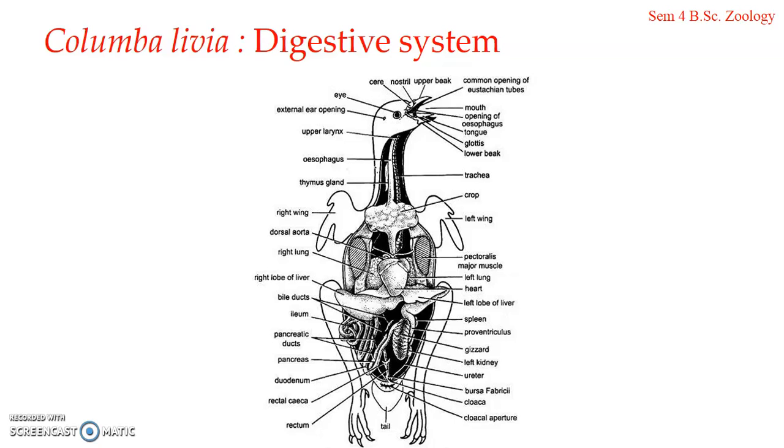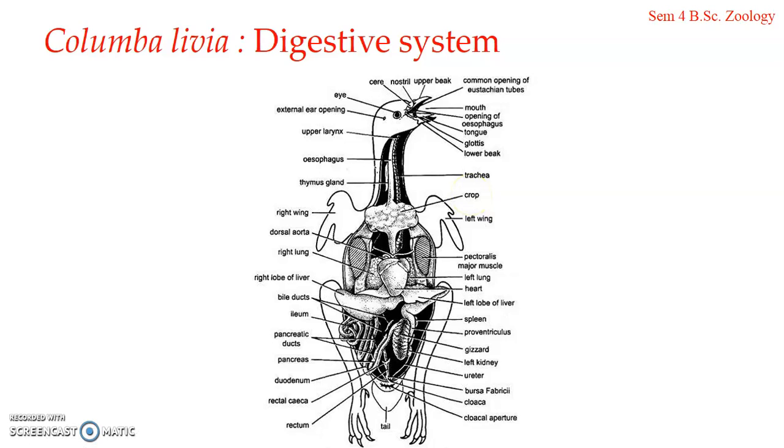Now regarding the esophagus, it is unique to the birds. Esophagus, or otherwise it is referred as the gullet, is a long, wide, distensible, thick-walled tube that runs backward through the neck to join a large reservoir, otherwise referred as a crop. It is known as a crop.